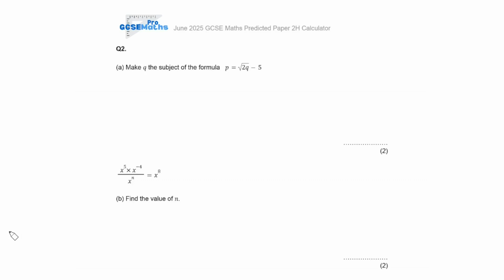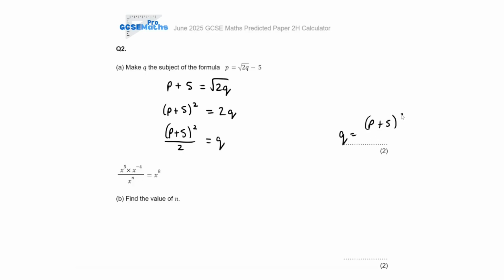Question 2. Part A, make Q the subject of the formula. P is equal to the square root of 2Q minus 5. So first of all, I'm going to move the 5 because that's just on its own, isn't it? Add 5. Then I'm going to square this whole side. I'm not going to expand it, I'm just literally going to write it in brackets squared. And then the last thing is obviously to divide by 2. So P plus 5 squared over 2 is Q. And now you've got Q as your subject.